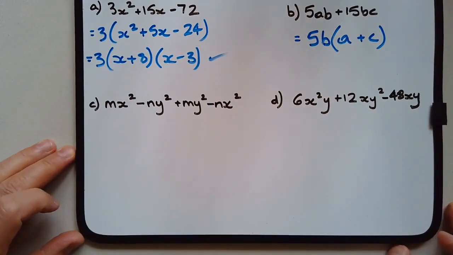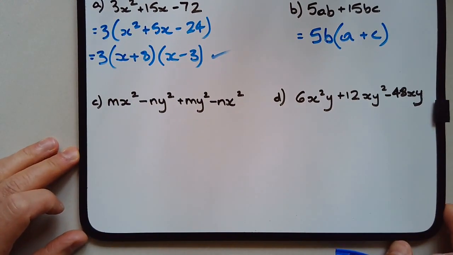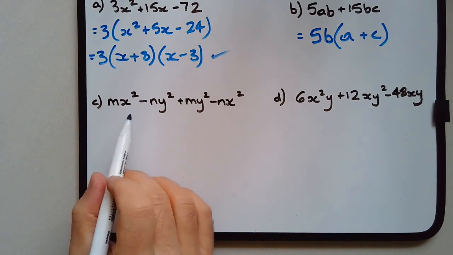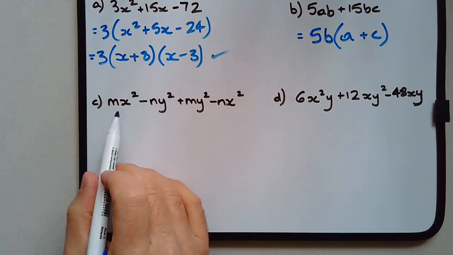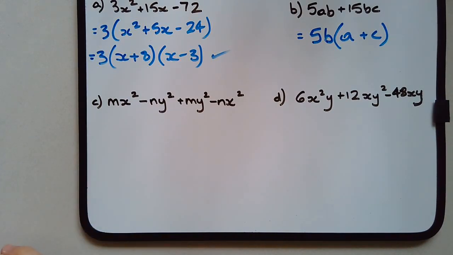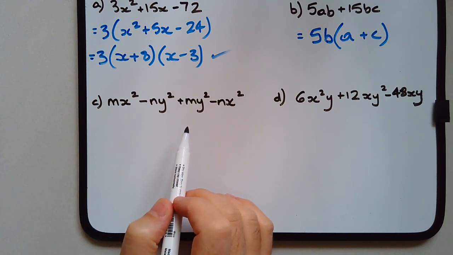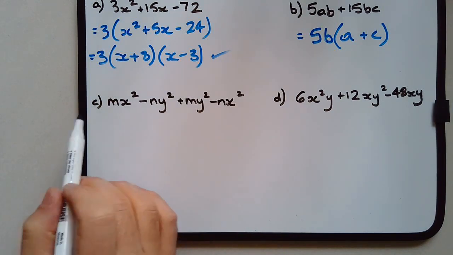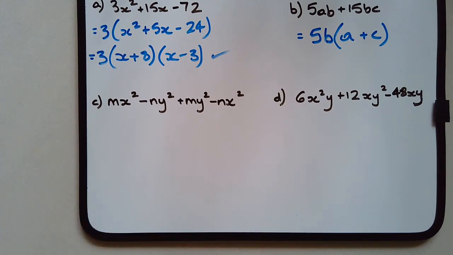Let's have a look at C. Okay, C sort of looks quadratic. Can we take out a common factor? Oh, no. With ny squared and mx squared, there's nothing in common there, so we can't take out a highest common factor. There's 4 terms, it's a quadrinomial, isn't it? Okay, so it might look quadratic because of all the squareds, but there's actually 4 terms there.